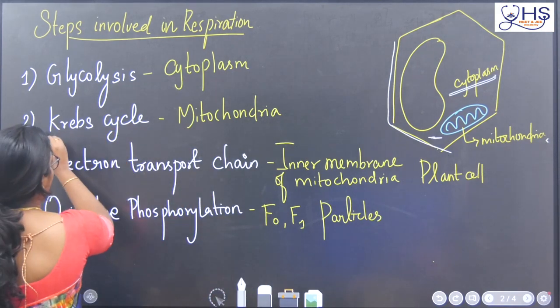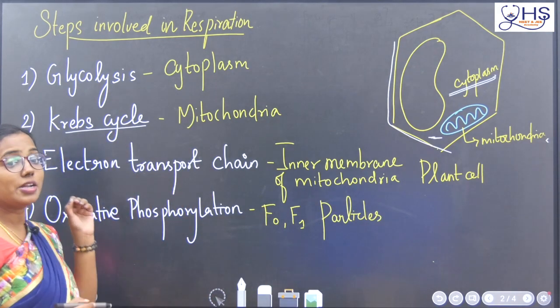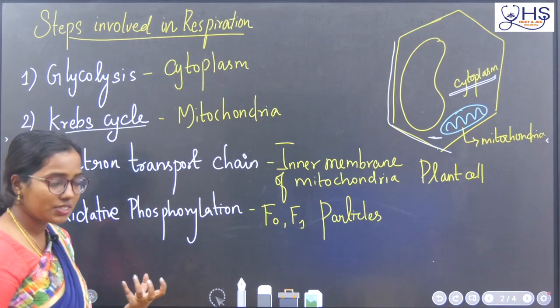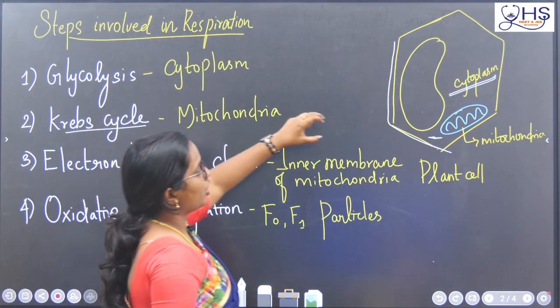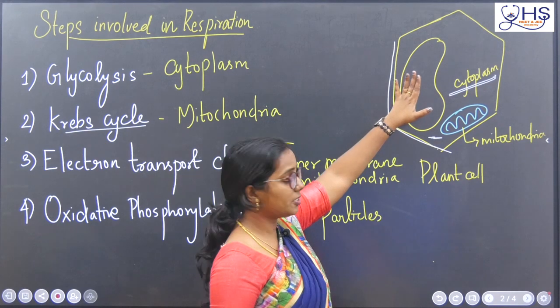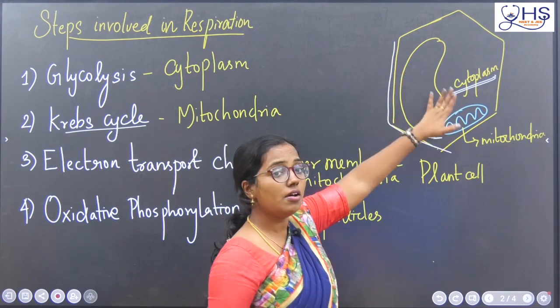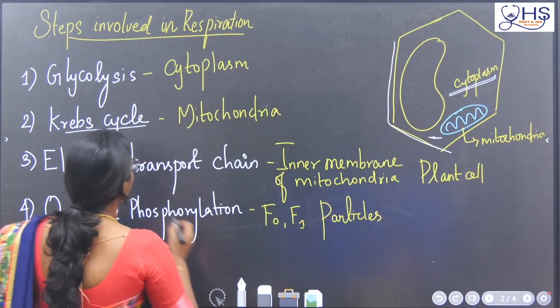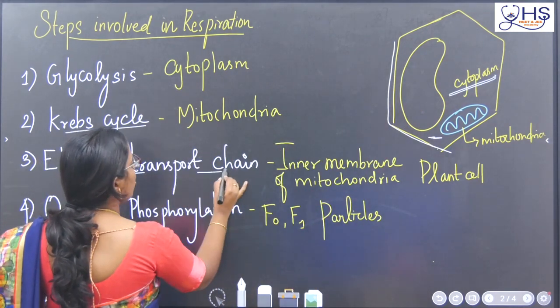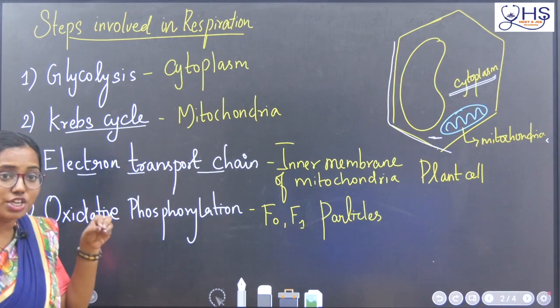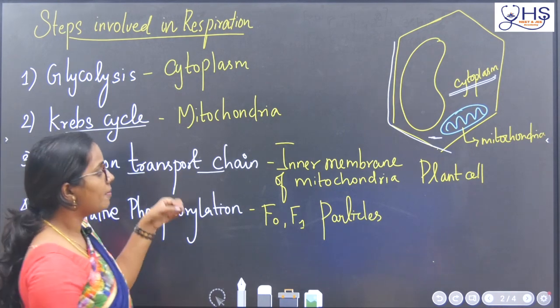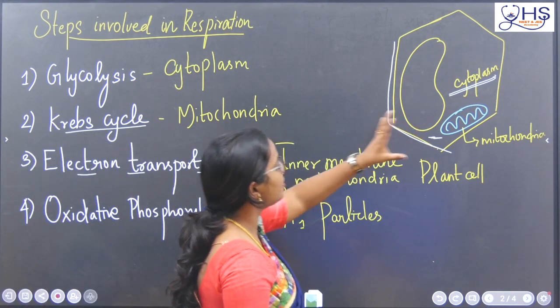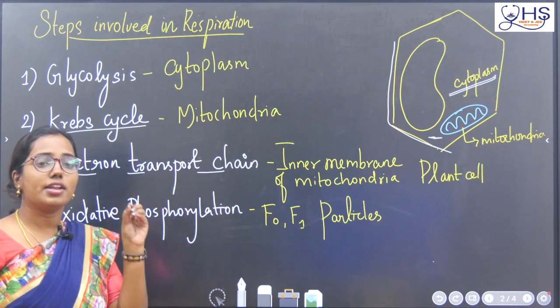After glycolysis pyruvic acid will undergo a Krebs cycle. என்ன சைக்கிள்குள்ள என்டர் ஆகும்னா Krebs cycle. Krebs cycle எங்க நடக்கும் அப்படினா it will not happen in cytoplasm. Krebs cycle எங்க நடக்கும்னா inside the mitochondria. So Krebs cycle location is mitochondria. Next is ETC, electron transport chain. Electron transport chain also takes place inside the mitochondria, in the inner membrane of the mitochondria in a plant.